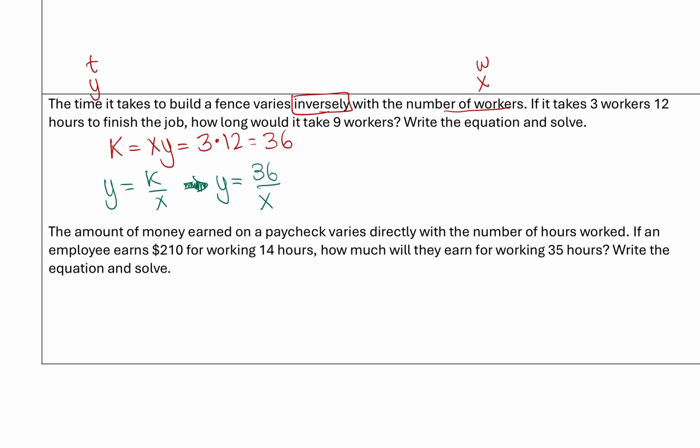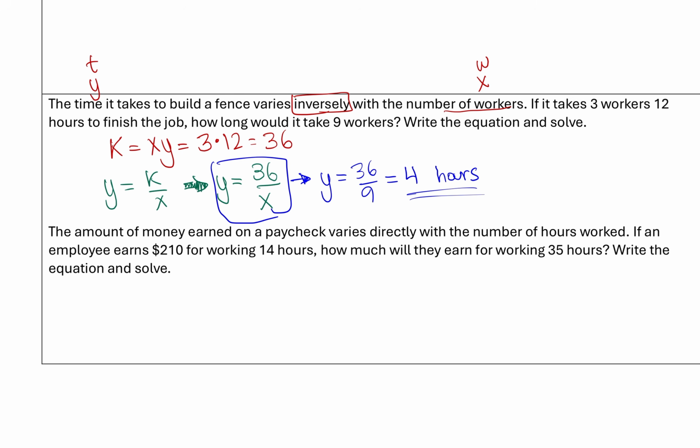And now they're asking me how long would it take for 9 workers to complete this job. So x represents the number of workers, so hence we substitute it in, and we get y is equal to 36 divided by 9, which is going to leave us with positive 4. And that's going to represent the number of hours that it will take. So it's going to take 4 hours for the time. So this is my equation, and this is the solution of how long it will take.